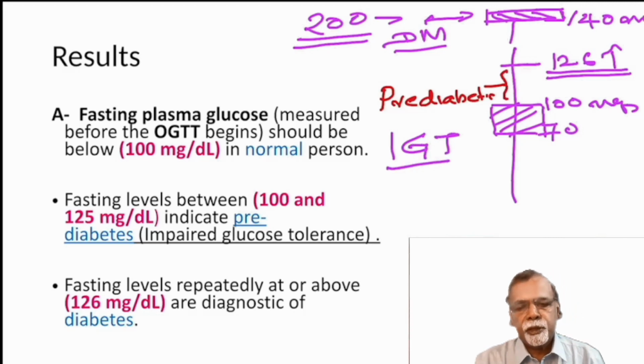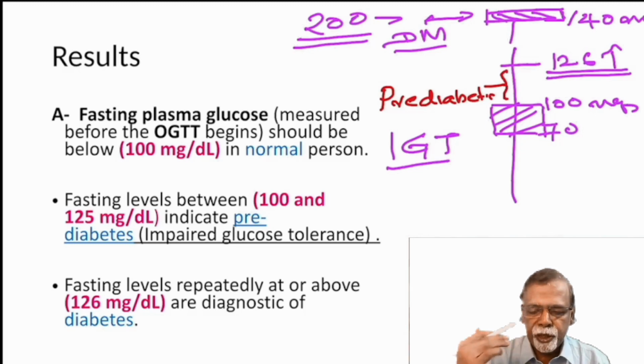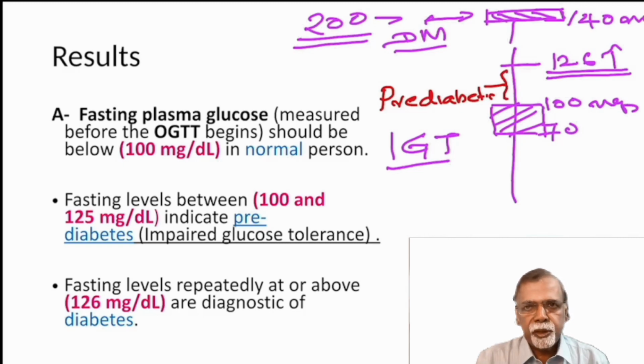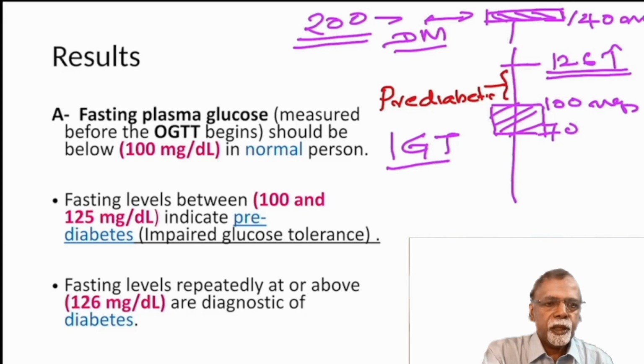So these are the values that you should remember. Fasting sugar is 70 to 100. Postprandial sugar should be less than 140. Above 140 but below 200, you call it impaired glucose tolerance. More than 200, you can say the patient is having diabetes mellitus. These are the important points to be kept in mind. Hope this is clear to you.